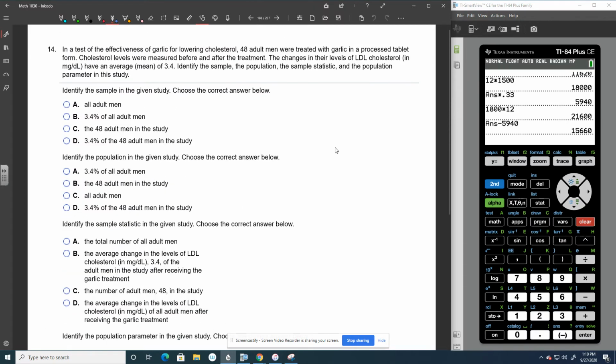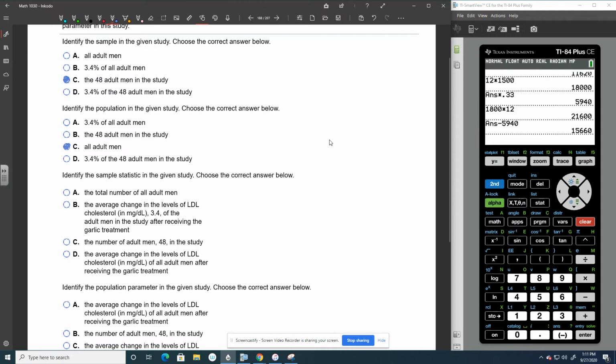Okay, 14. In a test of the effectiveness of garlic for lowering cholesterol, 48 adult men were treated with garlic. Cholesterol levels were measured before and after. The changes in their levels of LDL have an average mean. Identify the sample. Wow, that's a lot of jargon. So identify the sample. That's just the 48 adult men that were in the study. That is our sample. The population is all adult men. Okay. The population is all the adult men in, are they looking at all adult men? Yes. It doesn't say anything about a specific place or age or anything else.